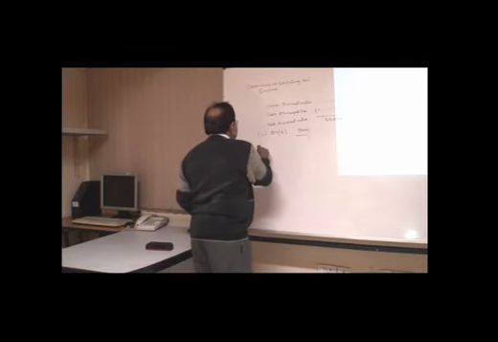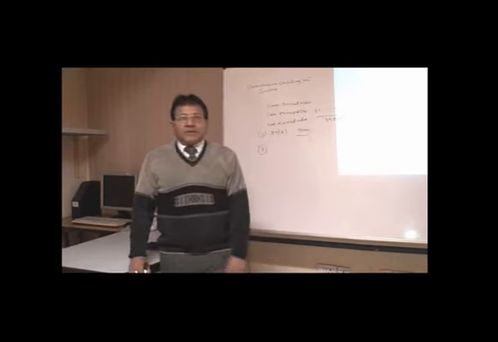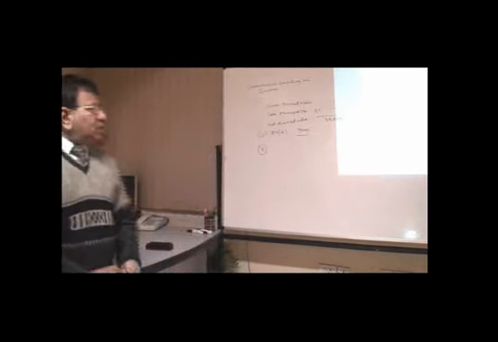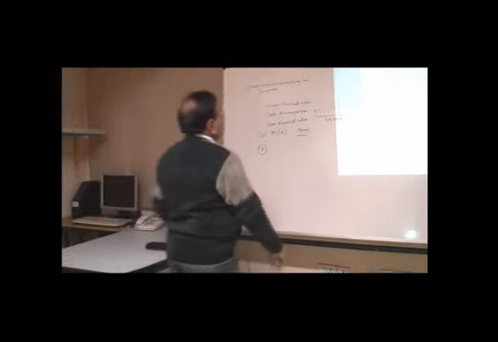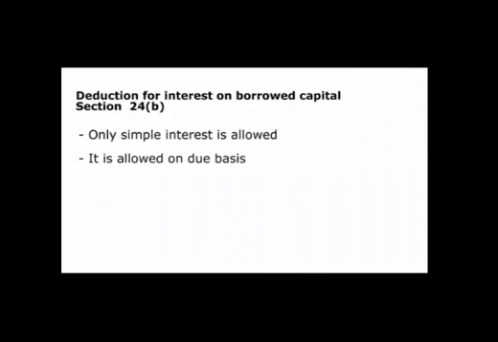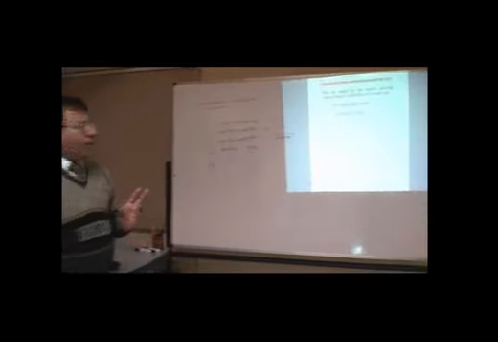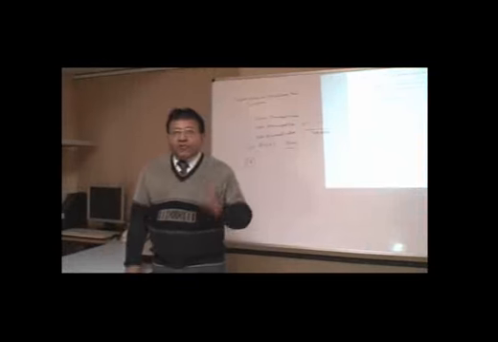The next deduction is on account of subsection B of section 24, means deduction on account of interest on capital, that we'll just see. This is the deduction for interest on borrowed capital. This is a fundamental rule that deduction on account of interest on borrowed capital is allowed to the extent of simple interest. Number 2, this deduction is allowed on due basis. So two things are very important.